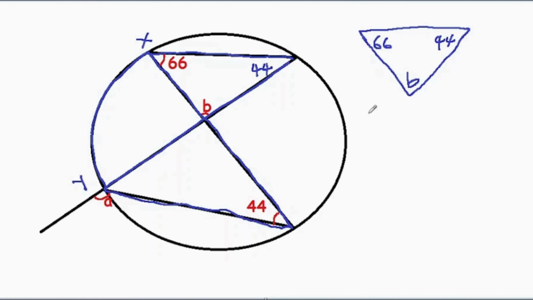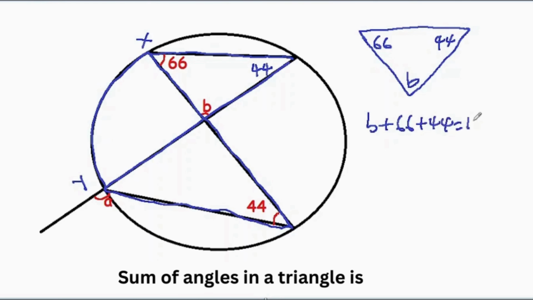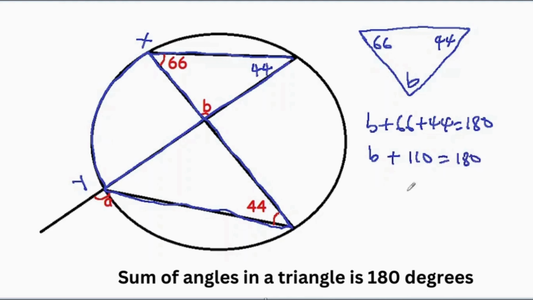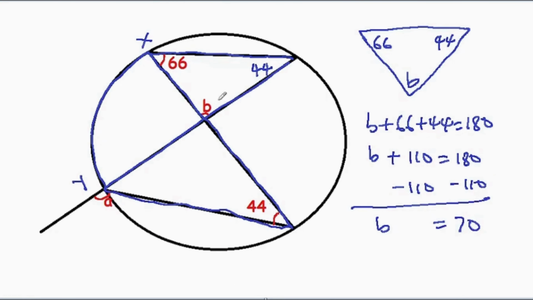Sum of angles in a triangle is equal to 180. So B plus 66 plus 44 equals 180. 66 plus 44 gives us 110, so B plus 110 equals 180 degrees. Let's subtract 110 from both sides of the equation. 110 minus 110 is 0, and 180 minus 110 is 70 degrees. So B is equal to 70 degrees.